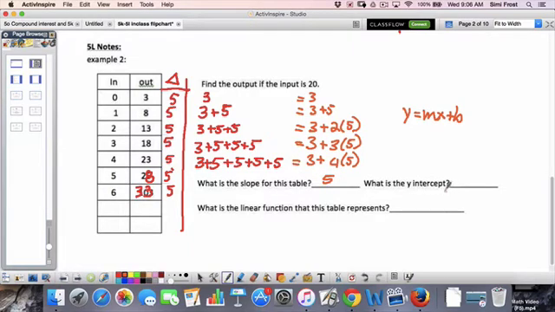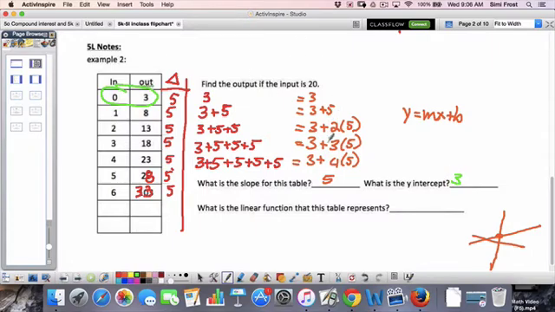What's the y-intercept? Well, we're looking for, and just to give you a visual of that, we're looking for the point where our line is going to cross the y-axis. And that point is always where x is 0, because we're not going anywhere on the x-axis, so it's where x is 0. So our y-intercept, well, when we look at our table, is where x is 0. So 3.